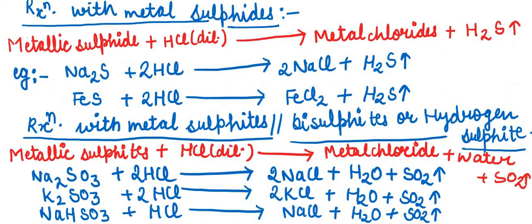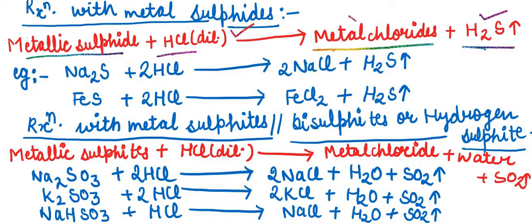Next is the reaction with metal sulfides. Whenever a metallic sulfide reacts with HCl, always remember that the HCl is taken as dilute HCl. There is a formation of metallic chlorides, plus H2S gas is released. Please remember this. Whenever there is a reaction of a metal sulfide, there is always a formation of metal chlorides, with the release of H2S gas.